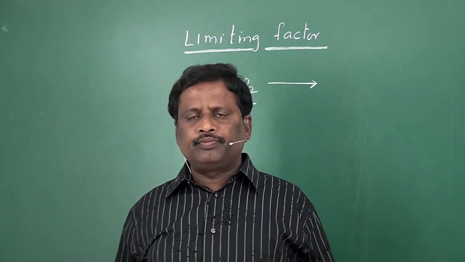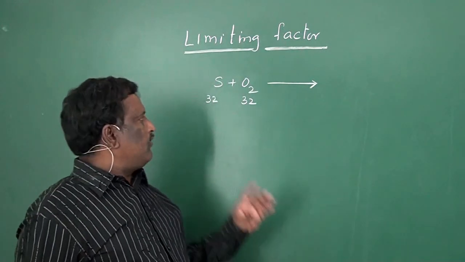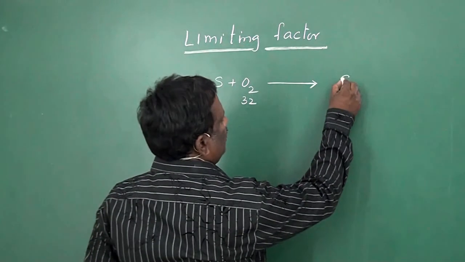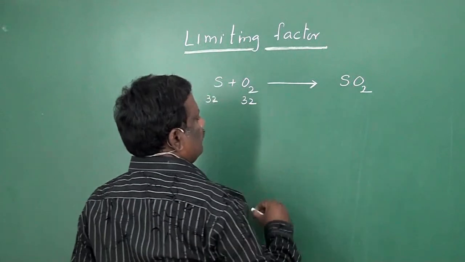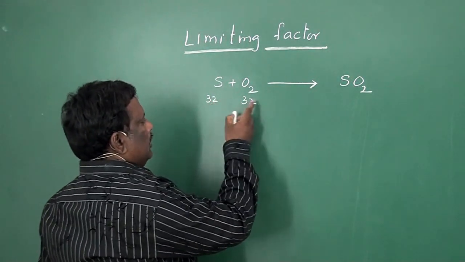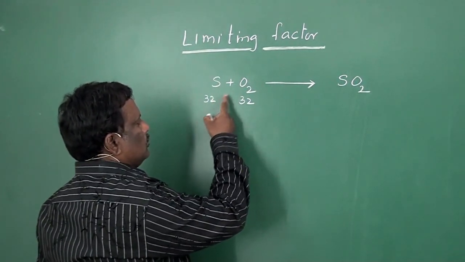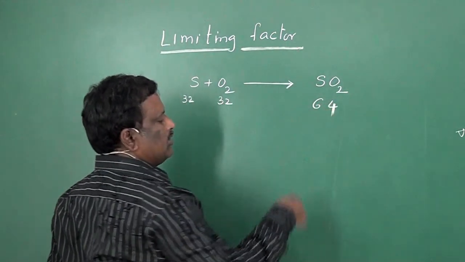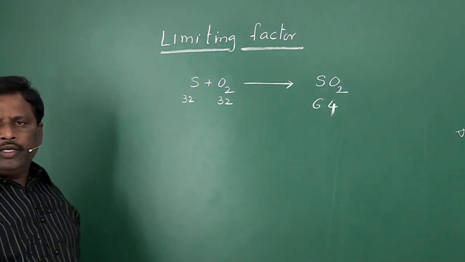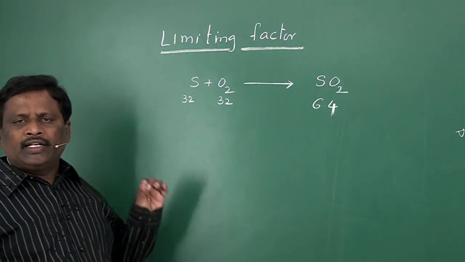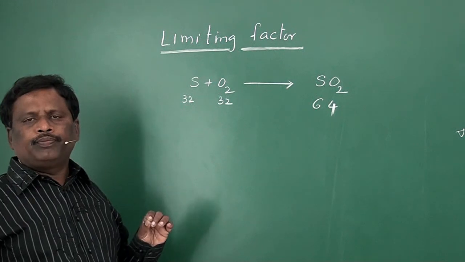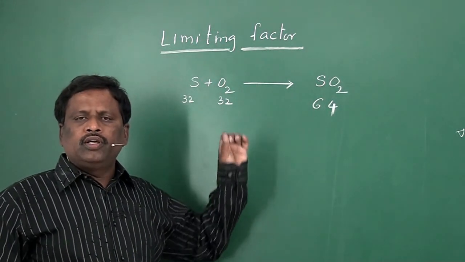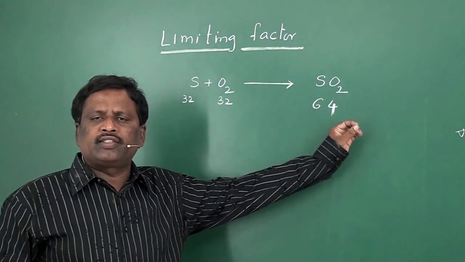For example, if sulfur is reacting with oxygen to give sulfur dioxide, here the atomic weight of sulfur is 32, the molecular weight of oxygen is 32, and the molecular weight of sulfur dioxide is 64. It means that 32 units of sulfur react with 32 units of oxygen to give 64 units of sulfur dioxide.